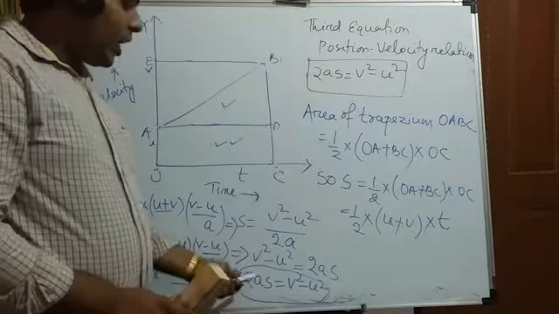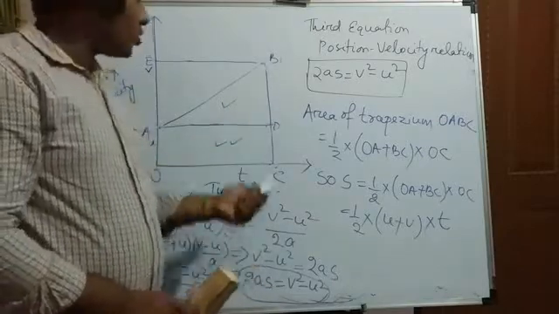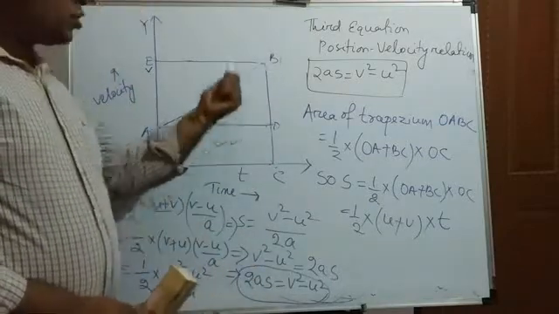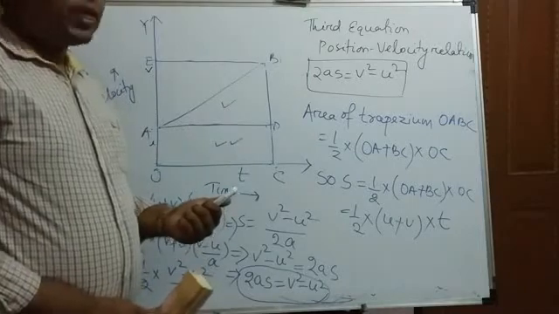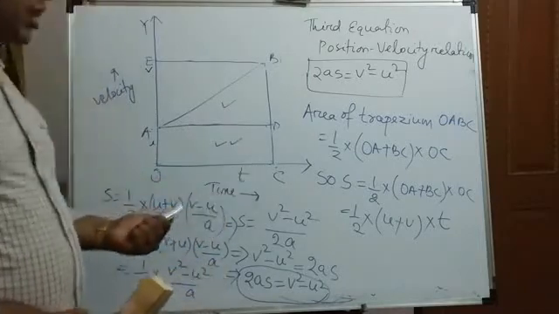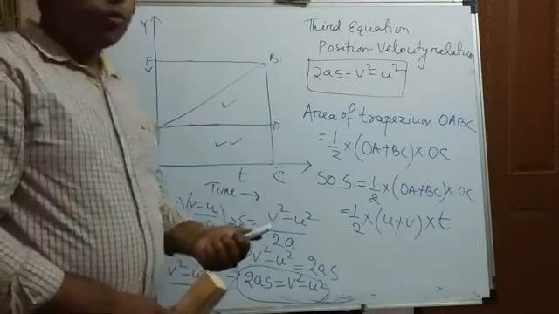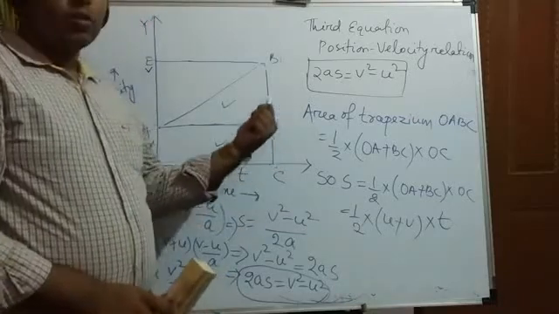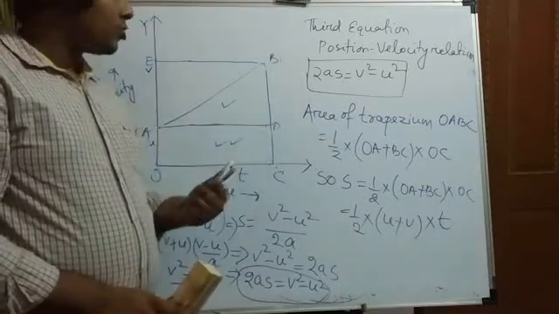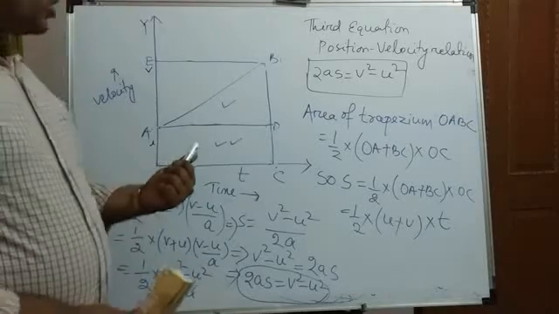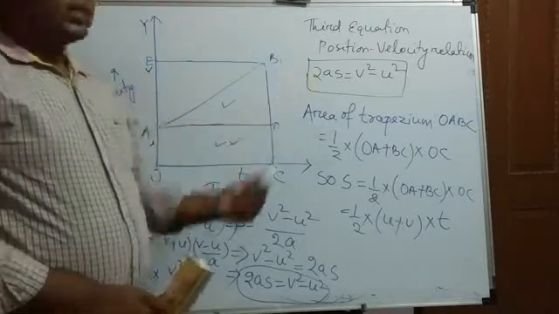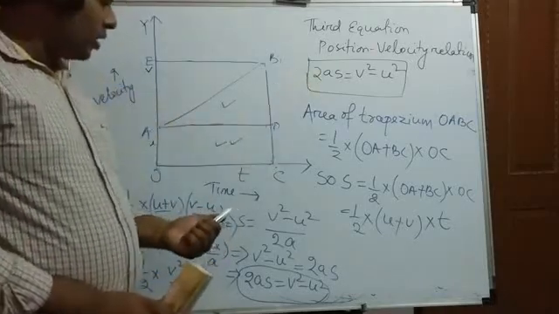So we have derived all the three equations of motion graphically. First equation of motion is V is equal to U plus AT. Second equation is S is equal to UT plus half AT square. And the third equation of motion is 2AS is equal to V square minus U square.